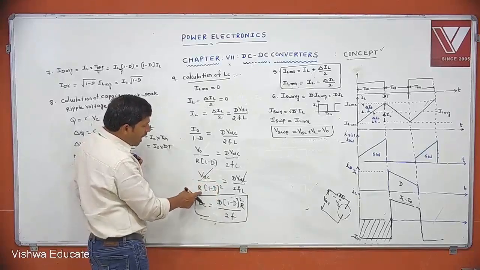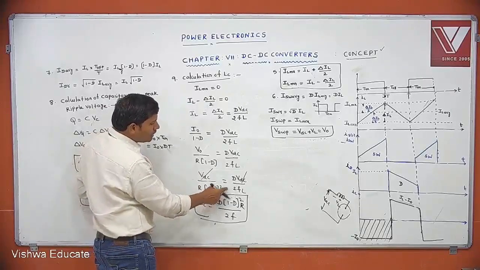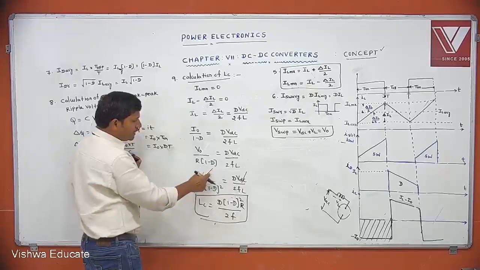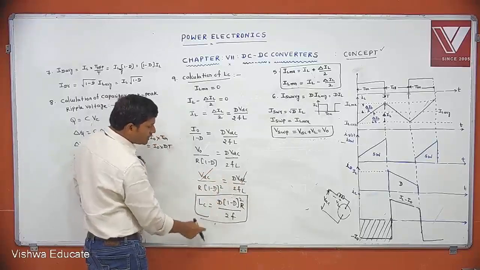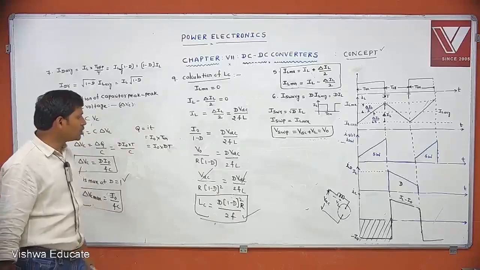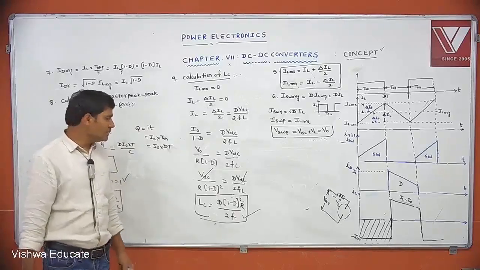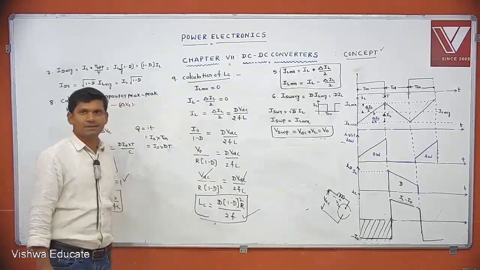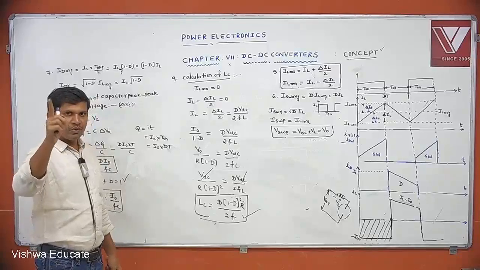Then VDC by R into (1 minus D) whole square, that is D into VDC by 2F. Then VDC cancels. Now from this, you simplify and you get LC equal to D into (1 minus D) whole square into R by 2F. This is the formula for critical inductance. Clear? Understand? Please correct that.